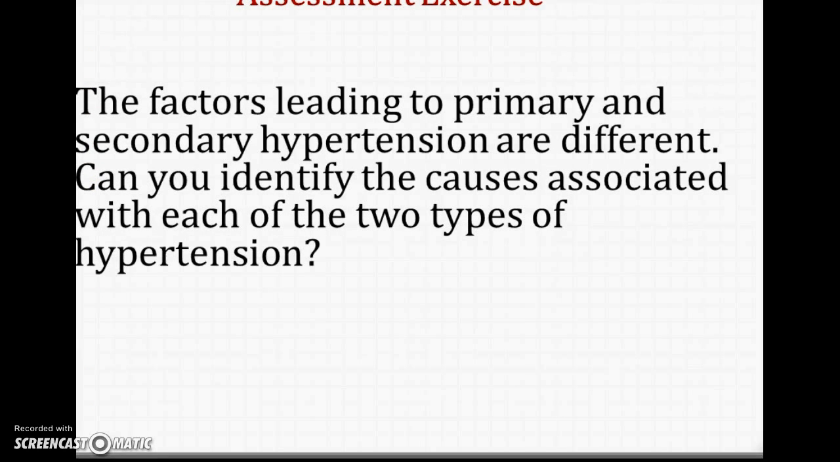Okay, so self-assessment. See how much you know now. How much have you learned? The factors leading to primary and secondary hypertension are different. Can you identify the causes associated with each of the two types of hypertension? All right, write your answer. If you don't know, discuss it in the discussion board or come and see me in my office.